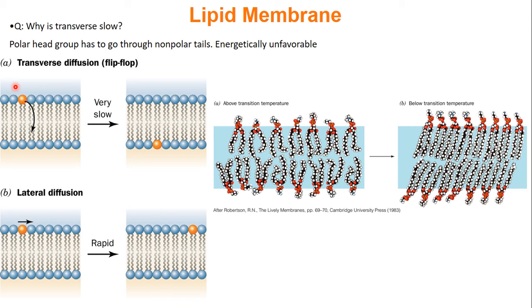Polar stuff likes to be around polar stuff because of hydrogen bonds and ionic bonding. So for a polar head group to go through this nonpolar membrane, it does not want to do that, and so this transition is extremely slow, taking maybe up to a day for a lipid to move from one side to another. Also, we have the image here. The lipid membrane has different fluidities. When it gets colder, it's more like a solid. Hotter, it's more like a liquid.